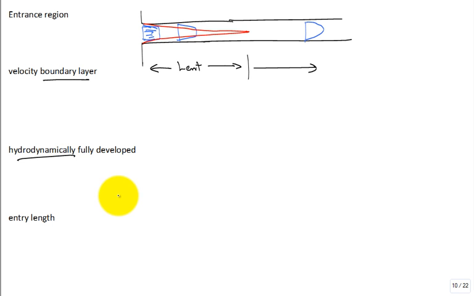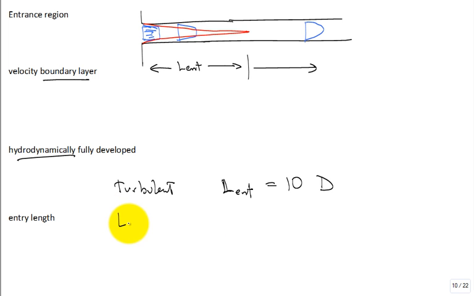Well, how do I predict this entrance region? The entrance length is around 10 diameters. It doesn't matter how much above the critical Reynolds number you are. There are other equations, and I think the book has one as well, but roughly 10 diameters is a good number to remember. After 10 diameters, you're fully developed.